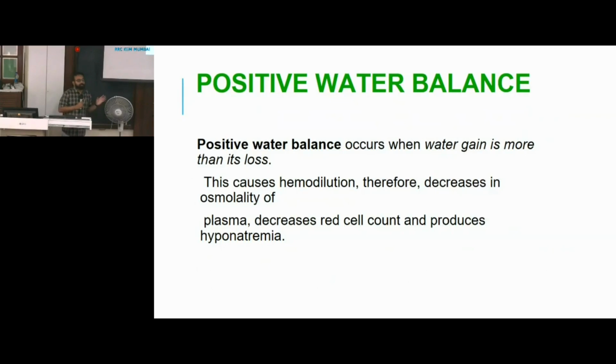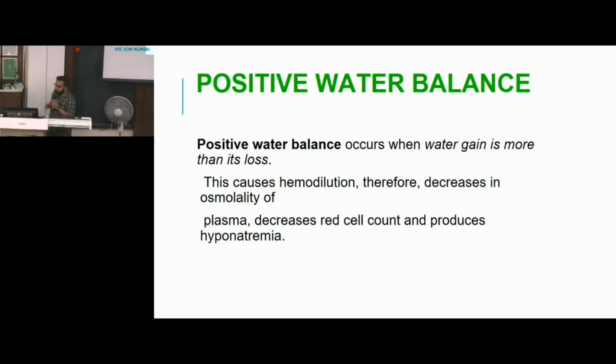Name a condition when there is more water but it is not a disease. Name a condition of the human body when there is positive water balance but it is not a disease, not edema, not anything like that, but still there is more water in the body, and as a result of that there will be changes in the body. Name a condition.